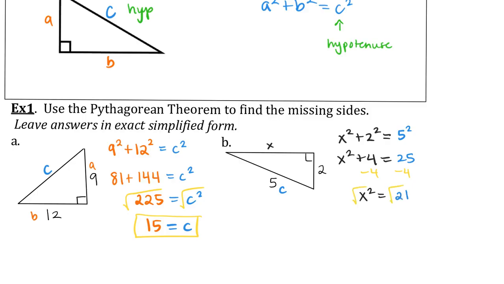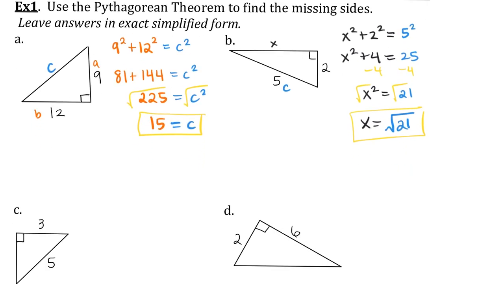The square root of 21. See if it comes out nicely. It doesn't come out nicely. Does it simplify? No, 21 is 3 times 7, both of which are prime. So my missing side is going to be the square root of 21. If it were 27, it would come out nicely. So I'm going to leave it with a radical on it. If I put it in a calculator, I'll get a decimal approximation, but I would rather have an exact answer.